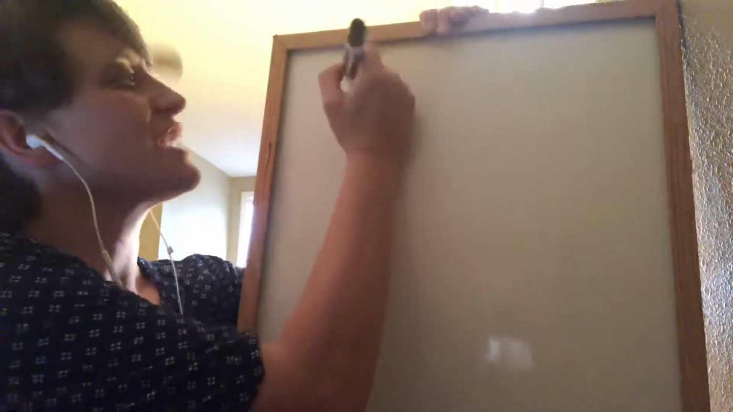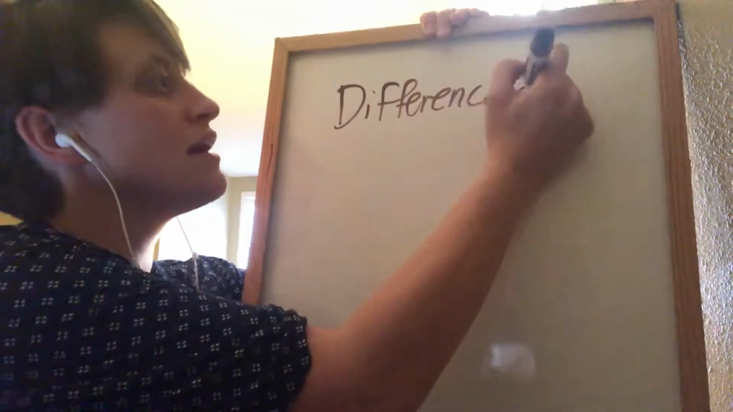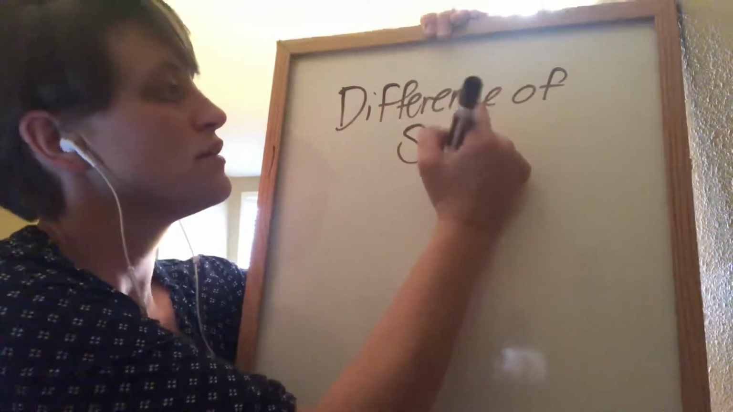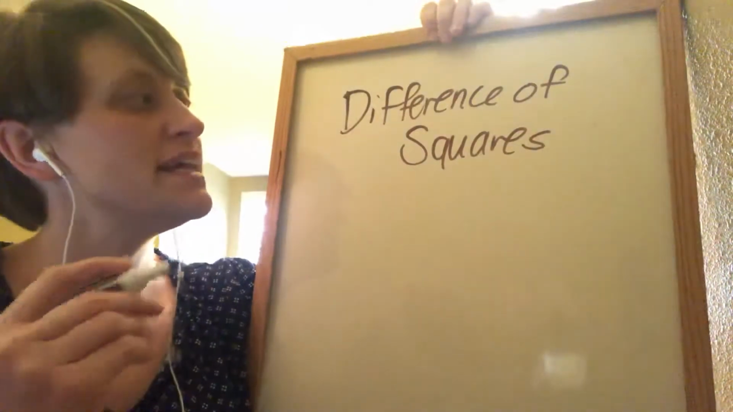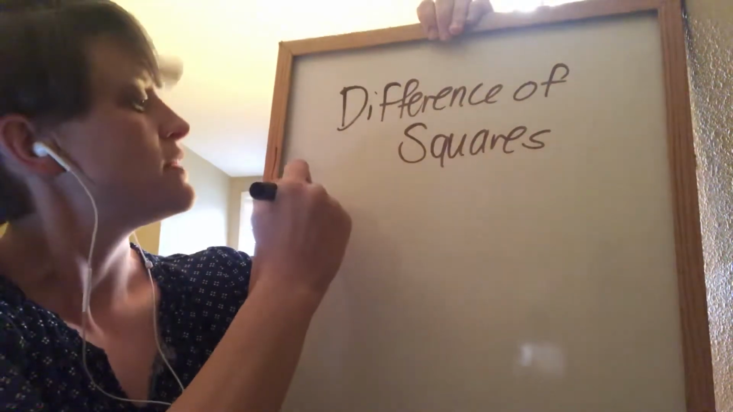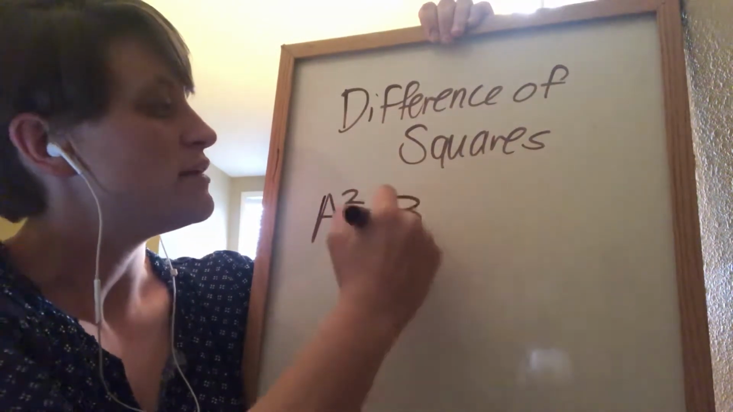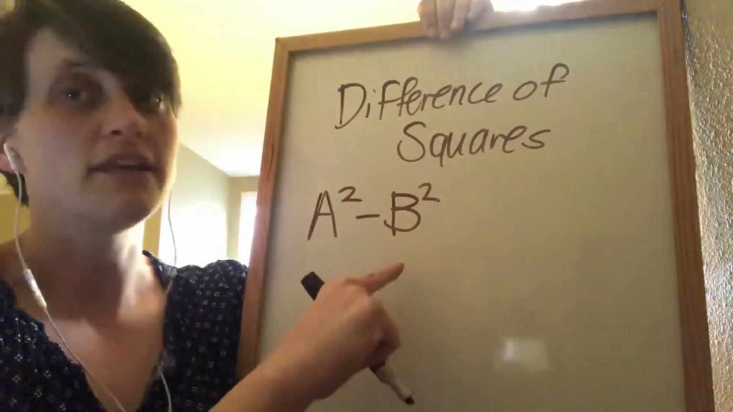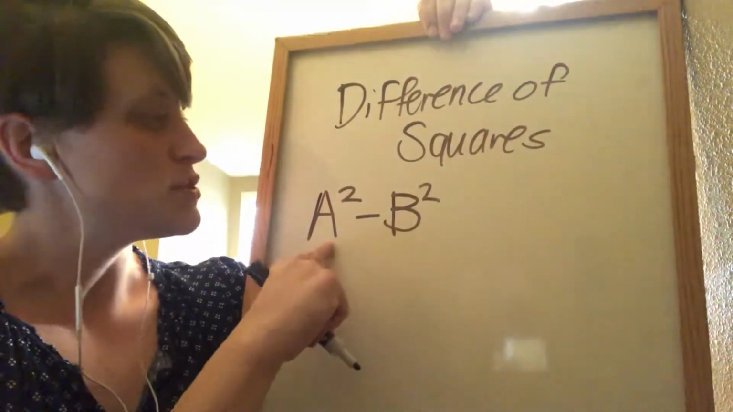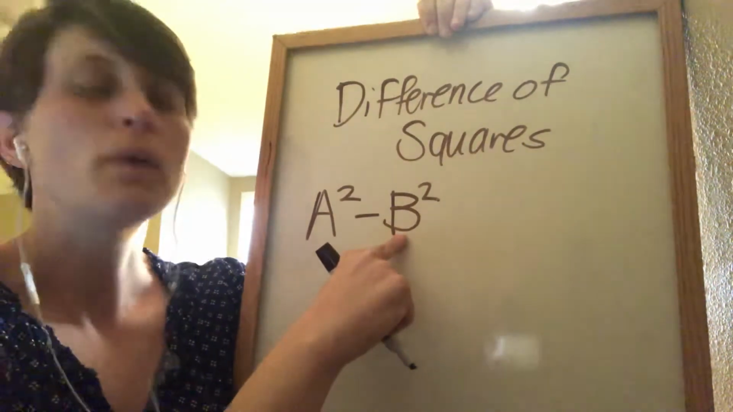So the type of special factorization we're going to look at is called difference of squares. All right, and so whenever we're looking at a difference of squares, we're looking at something that has this format: something squared minus another something squared. Now it's really important that it has this format. You have to have something squared minus, so a plus does not work, something squared.